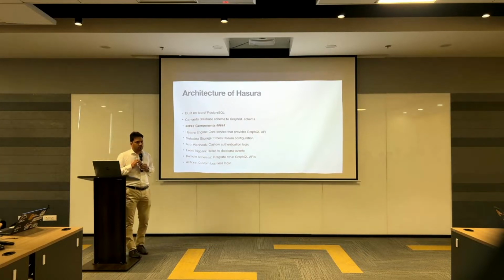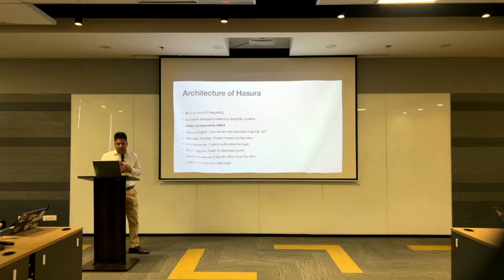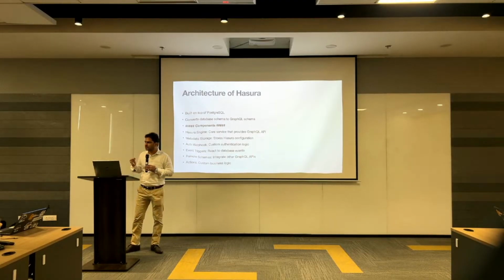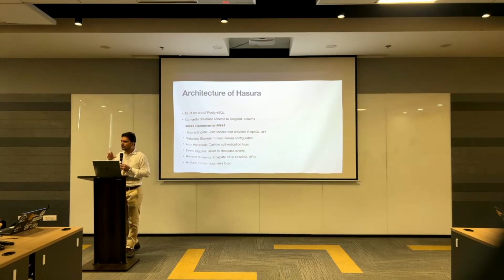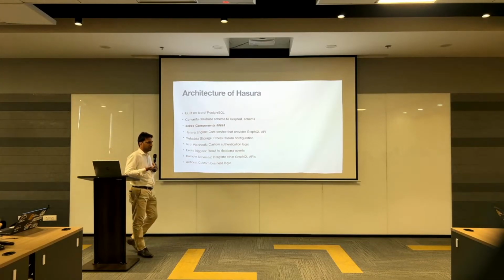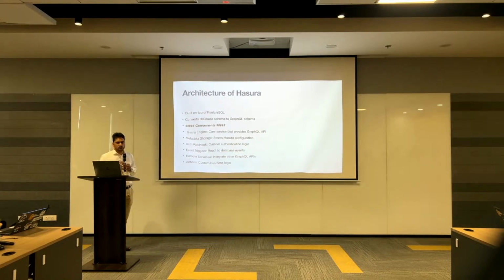So in components, we have the Hasura engine, which is a core service that provides the GraphQL API. Next, we have metadata storage, which stores Hasura configuration. Like I mentioned, if we have a Postgres database or multiple databases, we will have to store information about how many schemas we want to expose out of those databases, and within each schema, how many tables we want to expose. This is the metadata, and that is what it is used for.